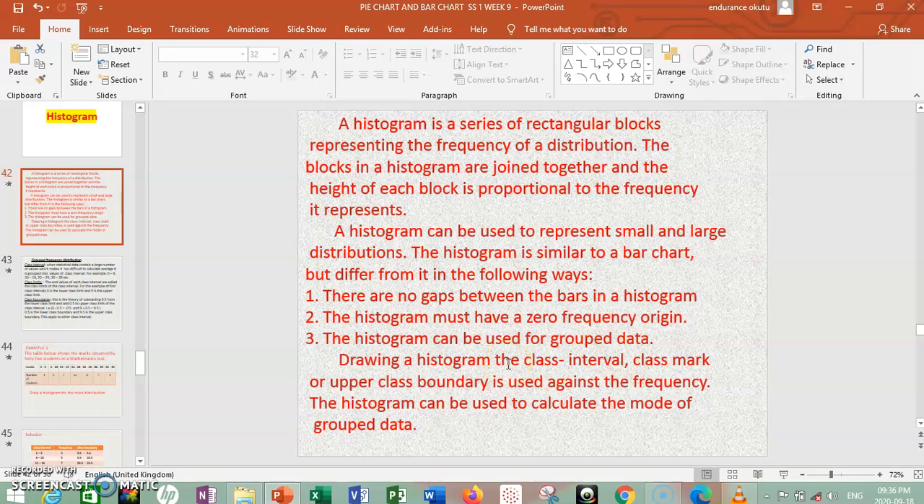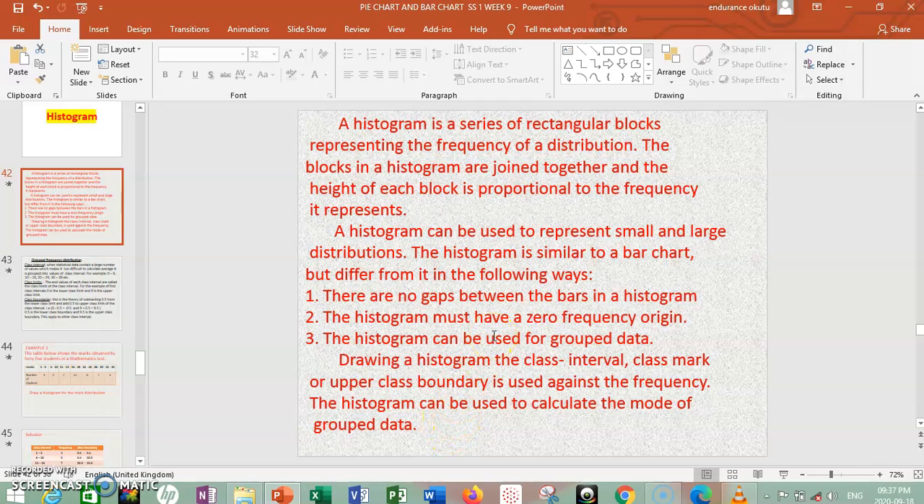Now students, when drawing a histogram, we use either the class interval, class mark, or upper class boundary on the x-axis, against the frequency. The histogram can be used to calculate the mode of grouped data. We know what the mode is: the mode is the number that has the highest frequency in a given set of data.